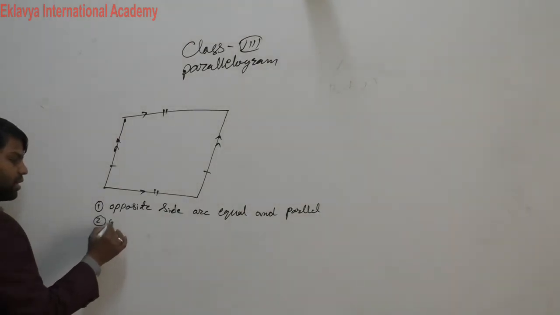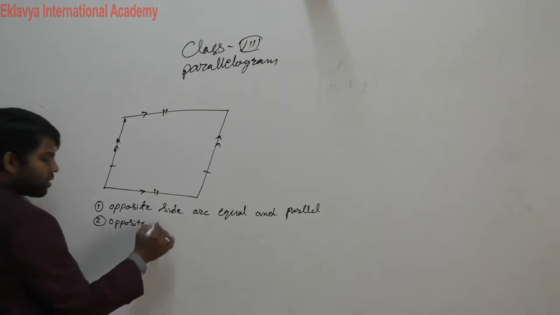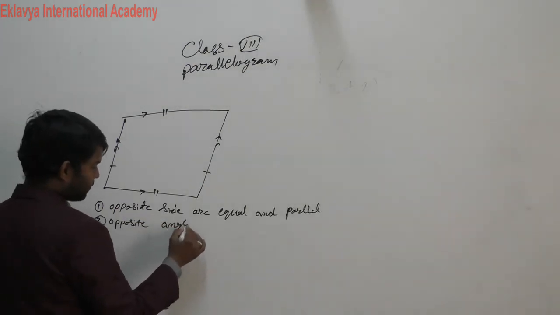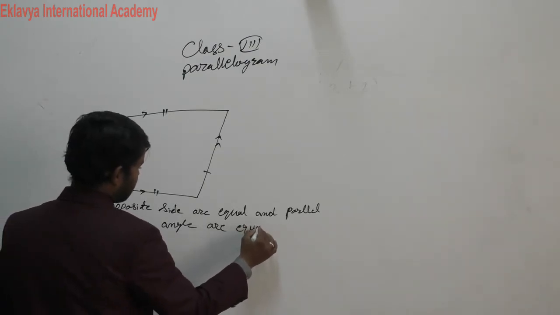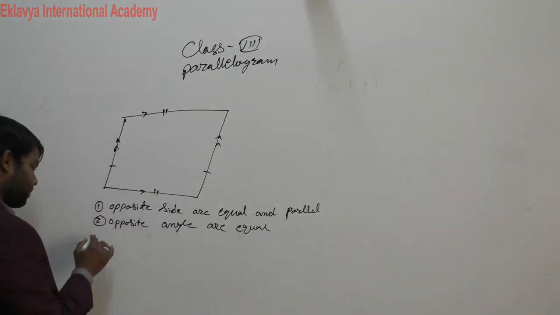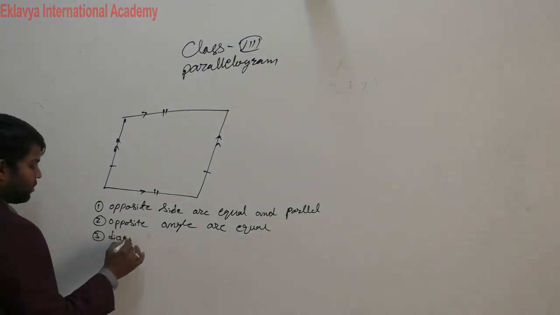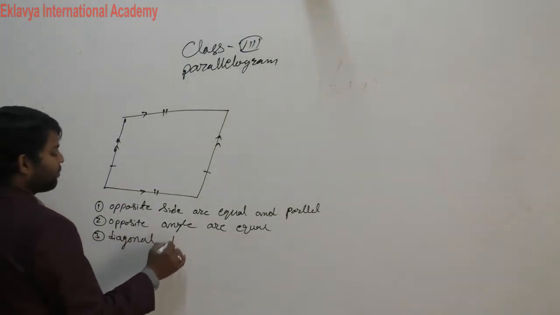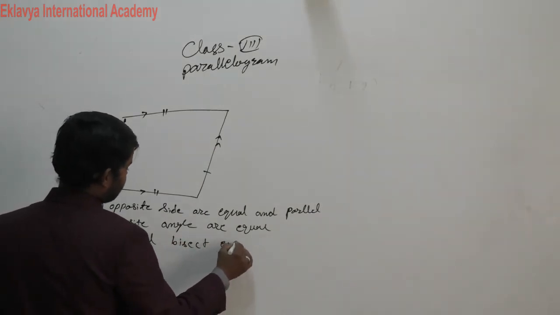Second property: opposite angles are equal. Third is diagonals bisect each other.